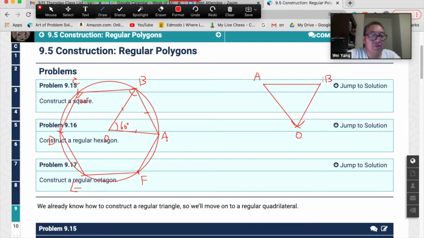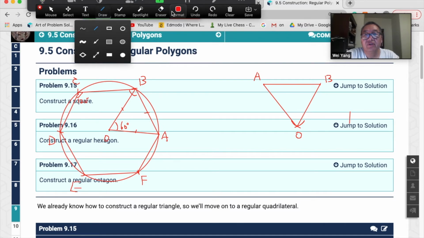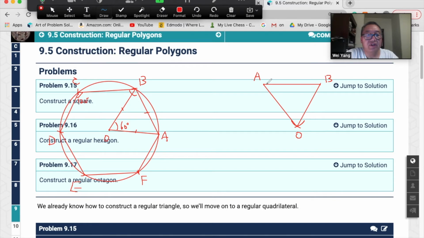Now we do the same thing. We use OB as a radius and use O and B as centers. Suppose we use O as a center and draw a little arc here. Then you use B as a center, still use OB as a radius, and draw a little arc here. Then this intersection point will be C, right? Because when you connect here, you get another equilateral triangle. This one will be C.